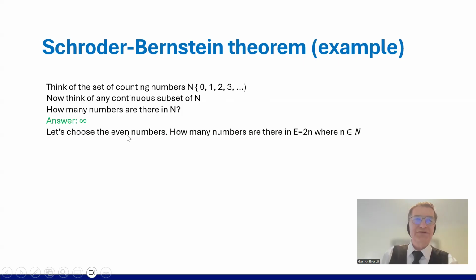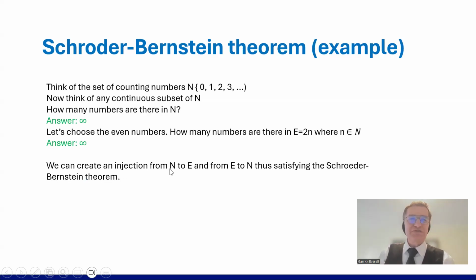The big question, let's choose the even numbers. How many numbers are there in E? So I've called it E equals 2n, where n is an element of N. How many elements are there in the even numbers? Answer, it's not half infinity, it's infinity, because you can't count that big. So this is what Schroeder-Bernstein deals with a lot, infinity.